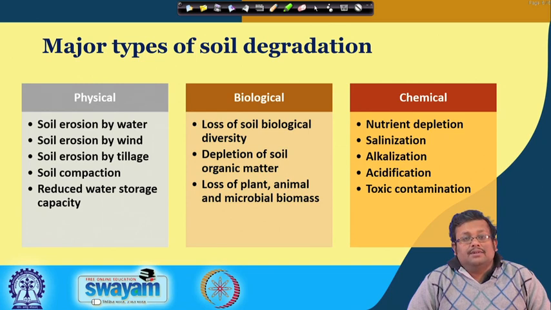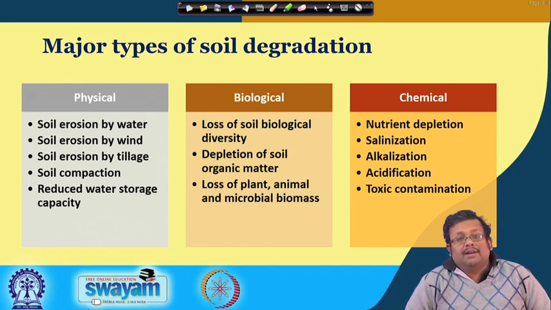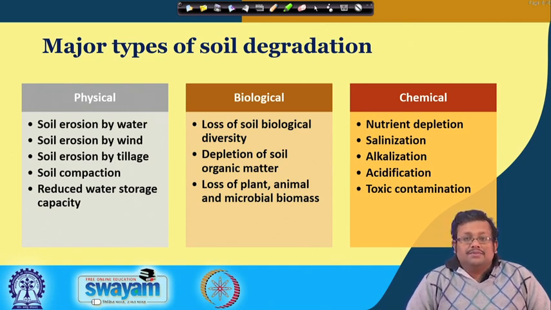And biological soil degradation shows loss of soil biological diversity, depletion of soil organic matter, and loss of plant, animal, and microbial biomass. In case of chemical degradation, it shows nutrient depletion, salinization, alkalization, acidification, and finally toxic contamination. So you can see all the physical, chemical, and biological processes are responsible for soil degradation, and depending on different types of agents of degradation, they are separated into different categories.